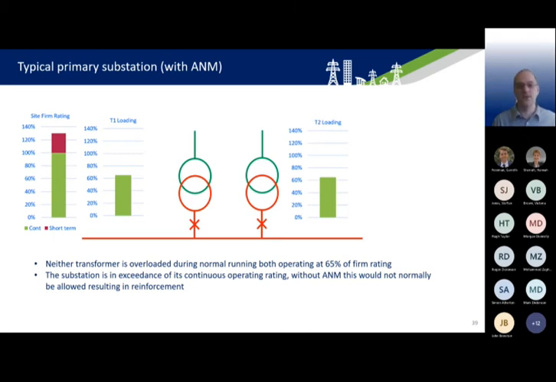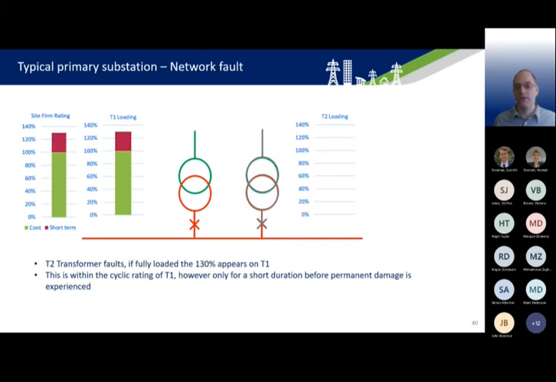And that's fine. We can run the network quite happily at that all day long because neither transformer is overloaded. However, in a fault situation, we've lost one transformer, the second one picks up the remaining load and is loaded up to 130% capacity, so that's within its cyclic rating, but it's only able to do that for a short period of time. So we then need to reduce the demand or generation on that transformer.